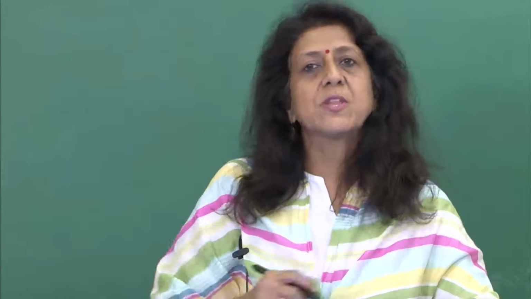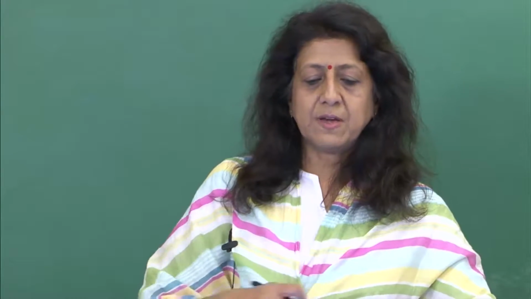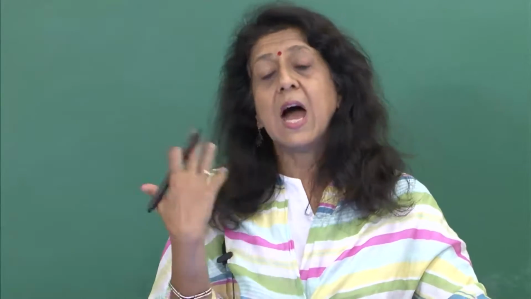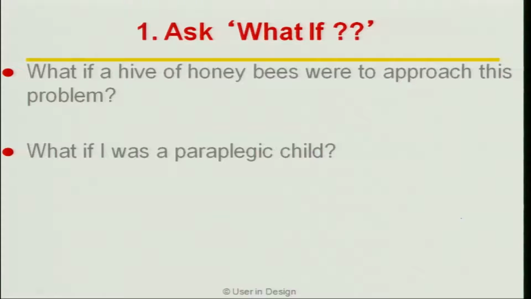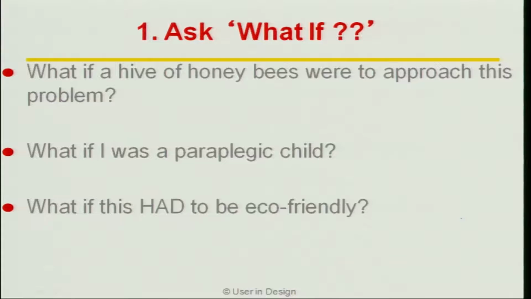And one of the things we thought about was this: what if it were a hive of honeybees, how would they approach this problem? What if I was a paraplegic child? What if I was lying in my bed and I needed to communicate with the world, or I needed to be able to plan XYZ? What if I was a paraplegic child, right? What then? How would I design? How would you design for this situation?